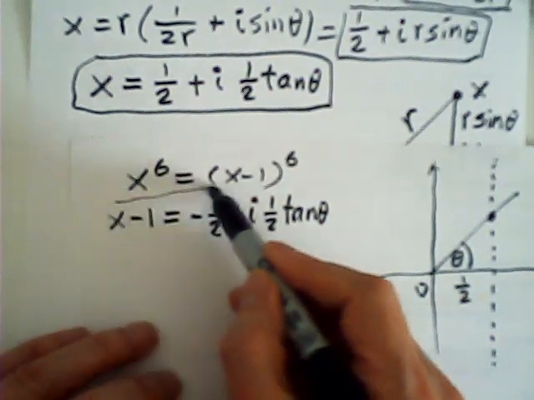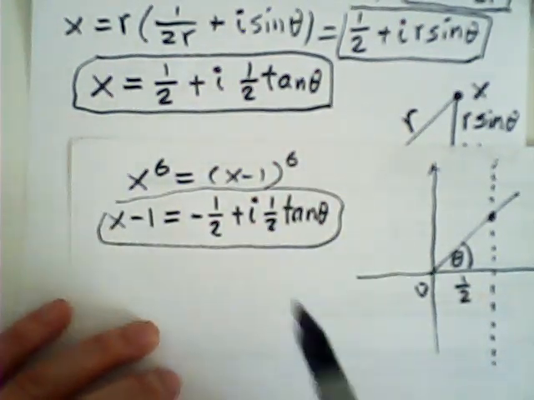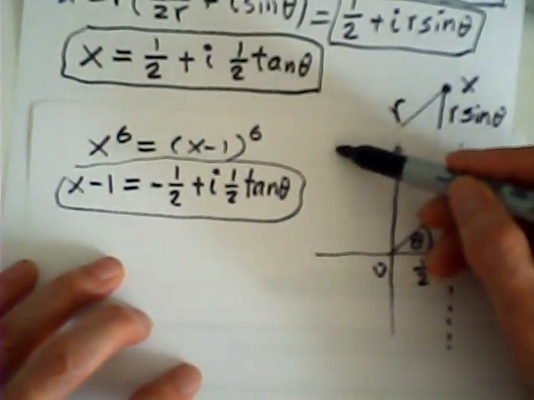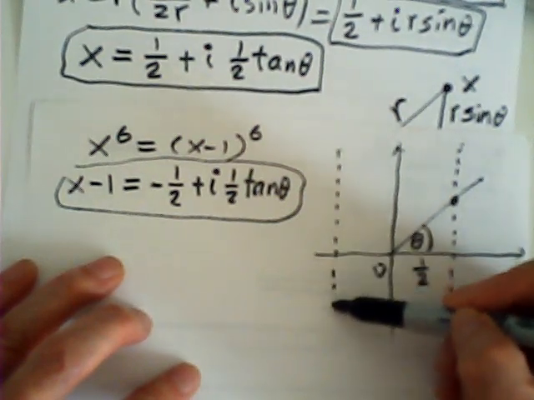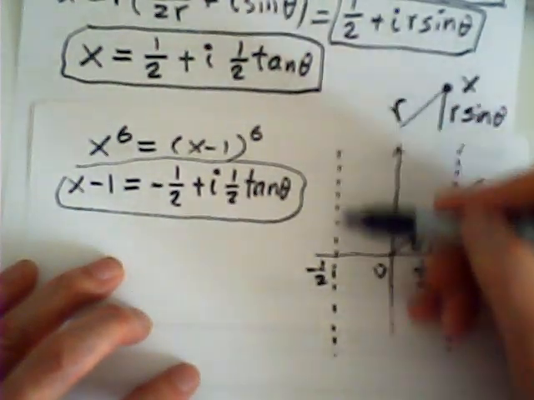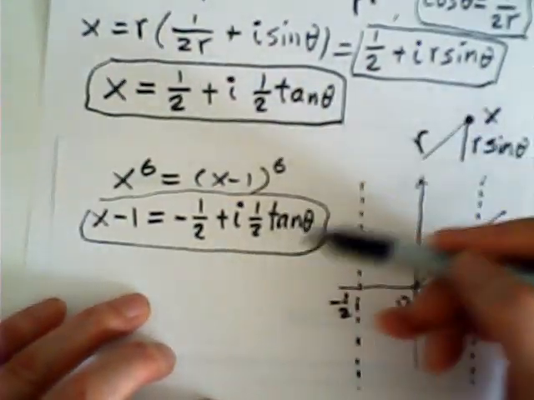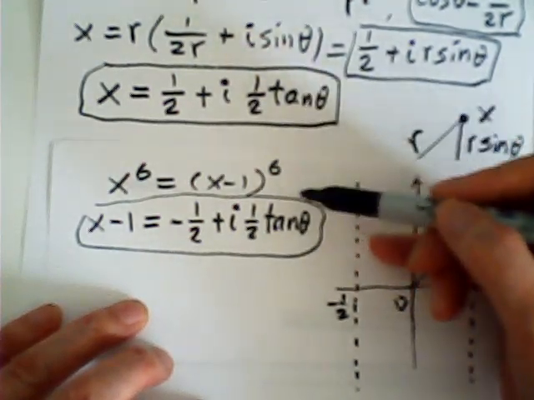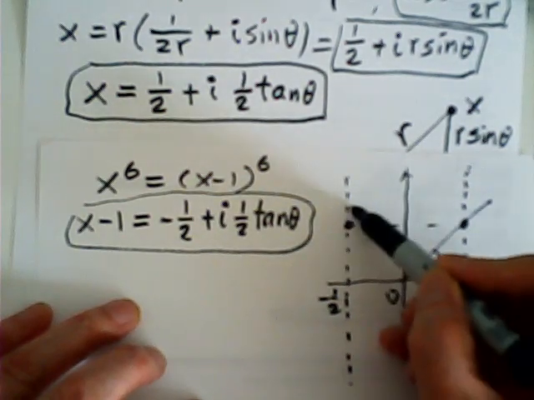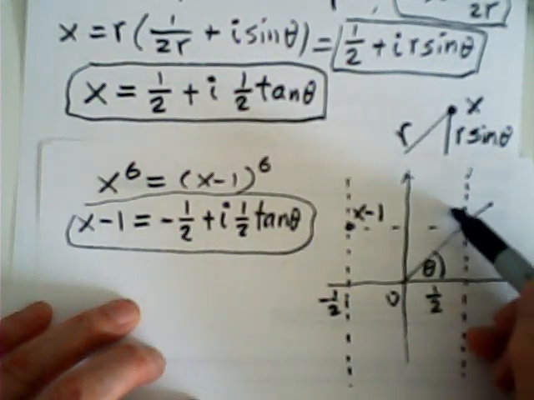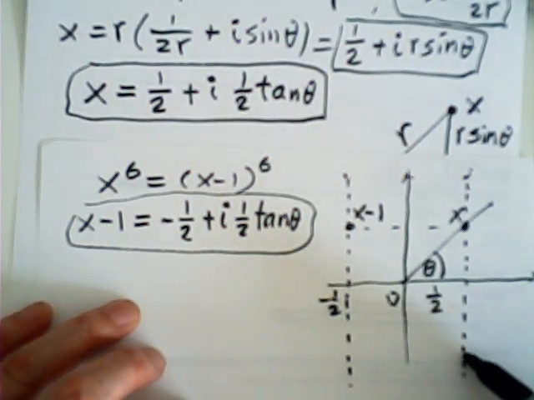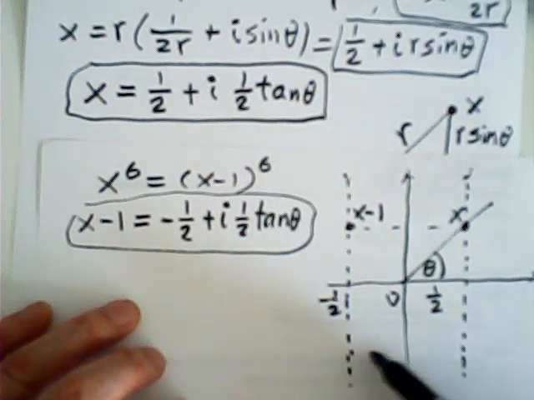Okay, this is my x minus 1. This is my x. So my x minus 1 must be there. This is minus half. Minus half, right? X minus 1 must be here. They share the same imaginary part. So if this is x, this will be x minus 1. If x is there, this will be x minus 1, and so on.